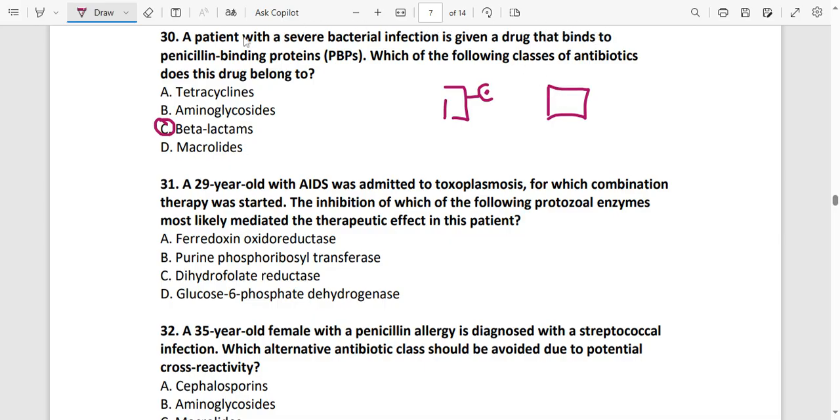A patient with severe bacteria is given a drug that binds to penicillin binding protein. So the penicillin binding protein, even from the name itself. Let's say this is a penicillin, this is a drug. The bacteria that you are going to attack should have on the cell the penicillin binding protein. And then this penicillin specifically is going to come and bind. But what is actually helping it to bind? It's a structure. Penicillin is not the only drug that can bind to the penicillin binding protein; even other drugs that have a similar structure can. What is that structure which penicillins have? It's a beta lactam.